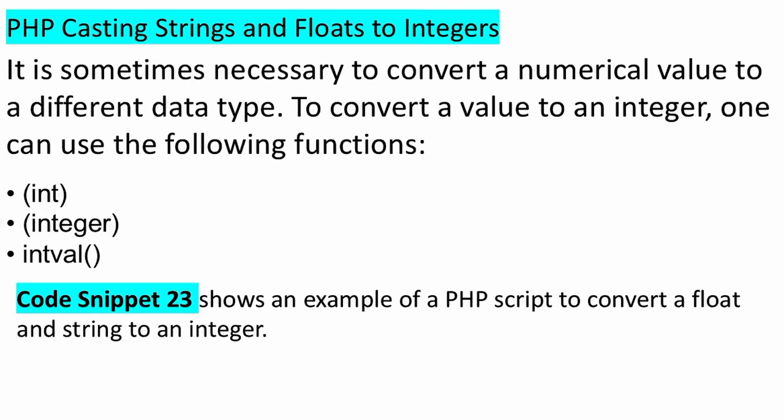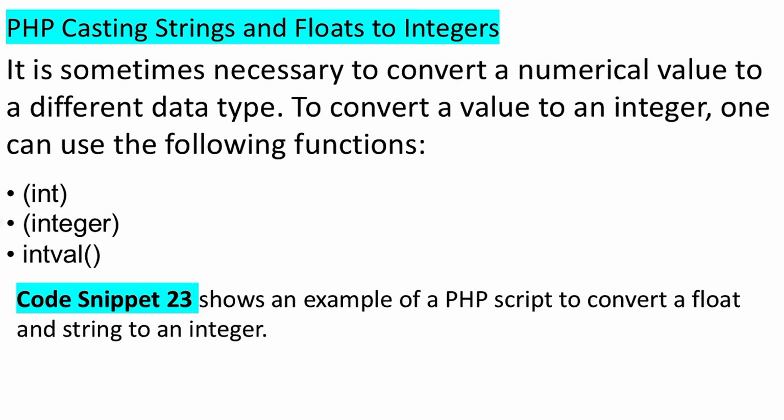Now that we've seen how to convert strings into floats, let's move to the next important concept: casting strings and floats to integers in PHP. In many programming scenarios, it becomes necessary to convert a numeric value from one type to another. For instance, you might have a floating point number or a numeric string, but for a specific operation, like counting items, working with database IDs, or performing integer-based calculations, you need that value to be in integer form.